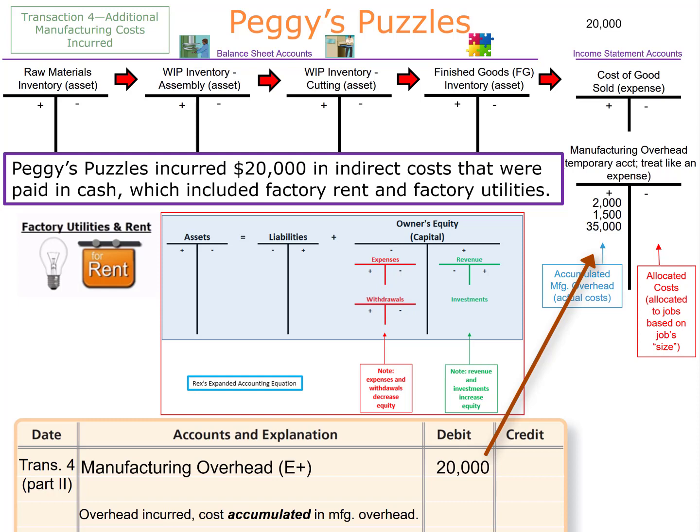Now I'll post the $20,000 to manufacturing overhead. For the credit, we lower cash, which is an asset.